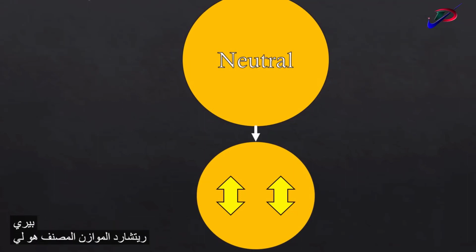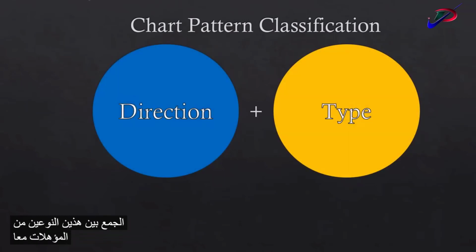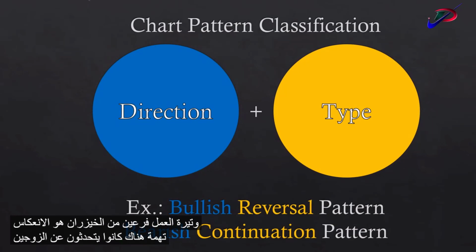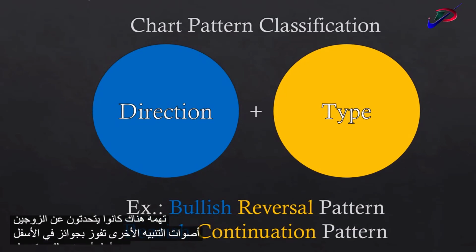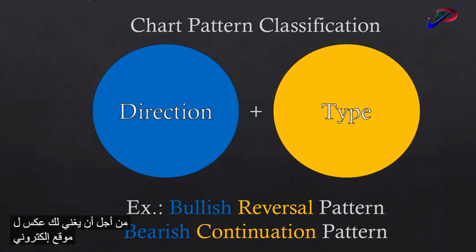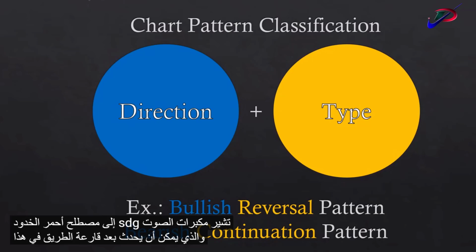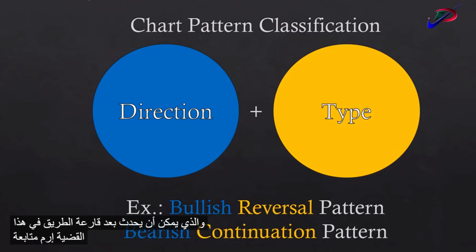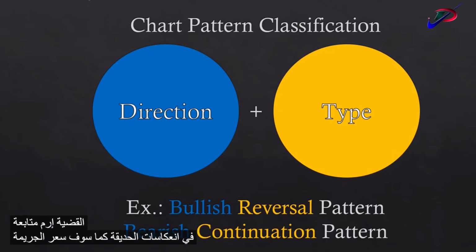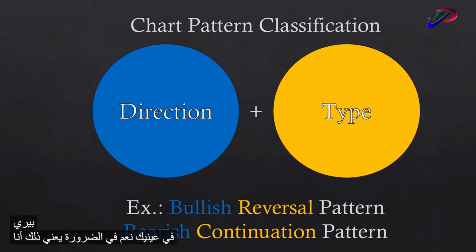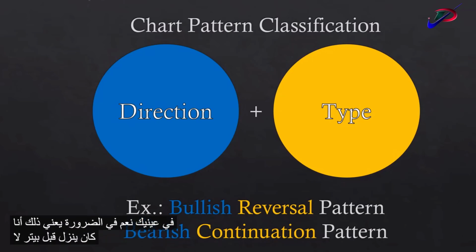The way chart patterns are classified is by combining these two types of classifications together. For example, when we talk about a bullish reversal chart pattern, we are talking about a pattern that appears when price is going down in order to signal a reversal to the upside. That's the case because the term bullish indicates what's going to happen after the pattern, which in this case is going up, and the term reversal means that price will change its direction after the pattern. If price will change direction after the pattern and it will go up, it necessarily means that it was going down before the pattern.